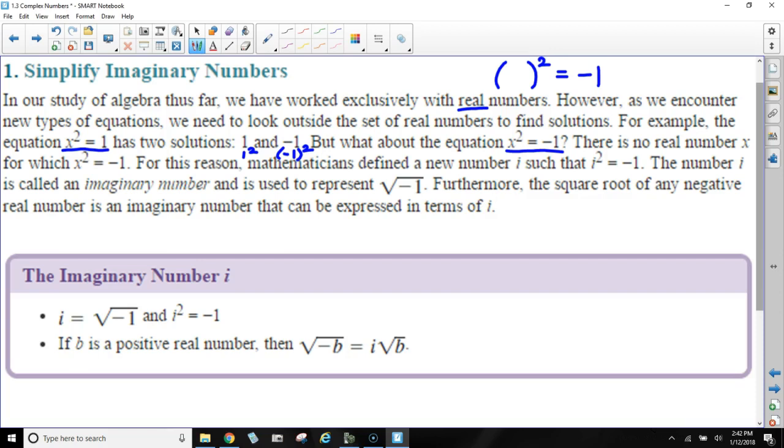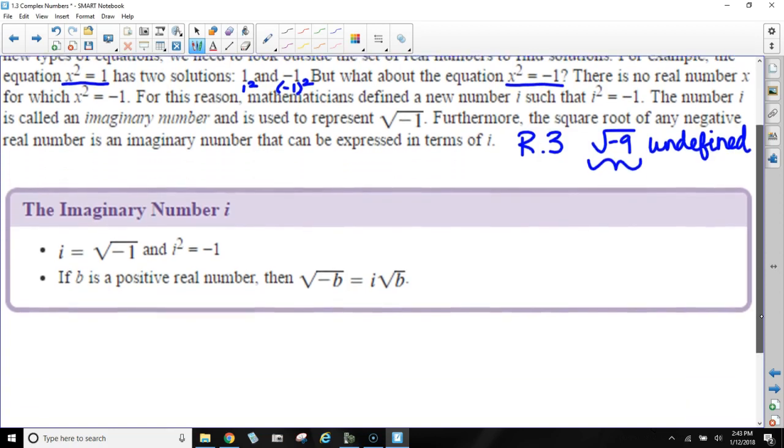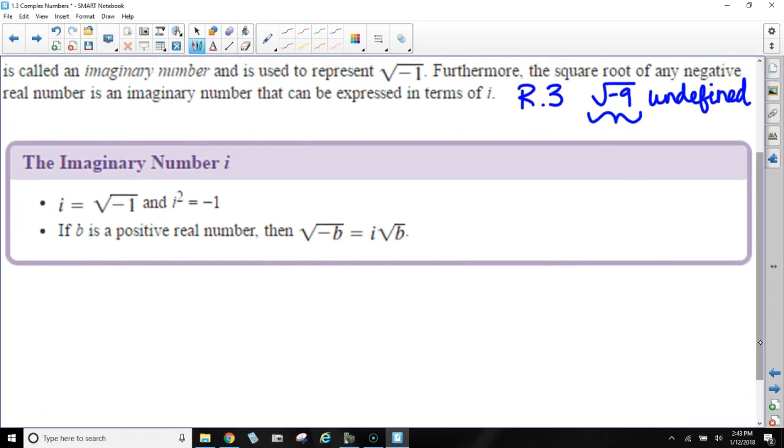It says, furthermore, the square root of any negative real number is an imaginary number that can be expressed in terms of i. If you were looking at section R.3, the review section, and they asked you what is the square root of, say, negative 9, you just at that point had to say that it was undefined for our real numbers. And that is true. But now we're going to be able to deal with these animals that have the square root of a negative. In the purple box, we have the definition of an imaginary number and how to deal with it.